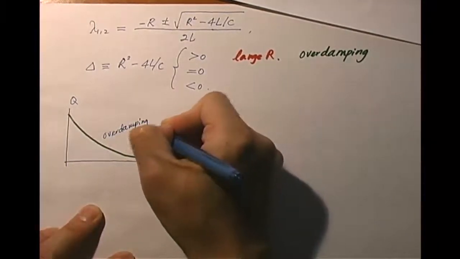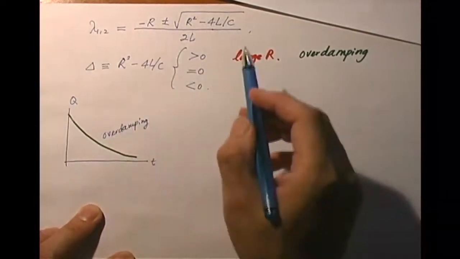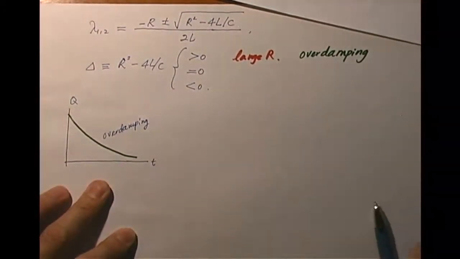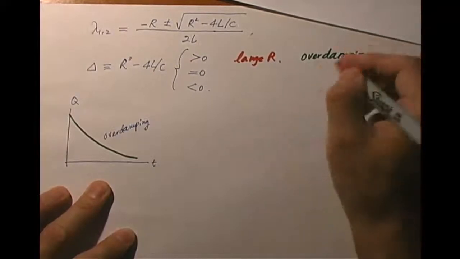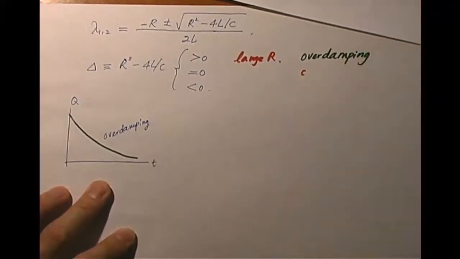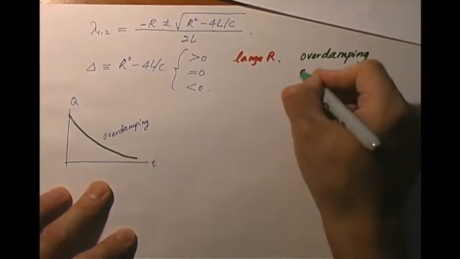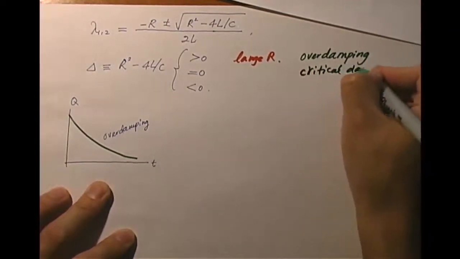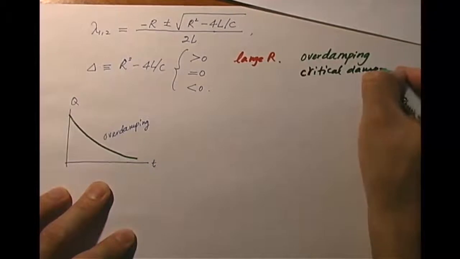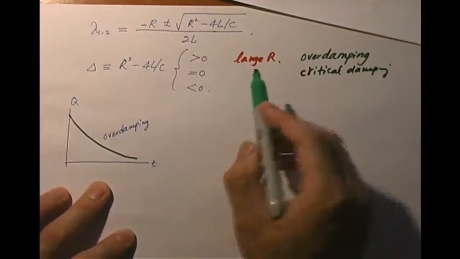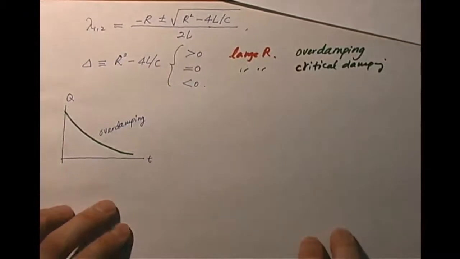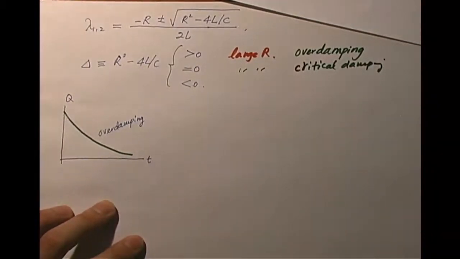So both overdamping, that is delta greater than 0, and the second case, which we call critical damping by the way, have no oscillation. R is still pretty large. In fact, we call it critical damping because there is barely enough damping to stop the oscillation from happening.